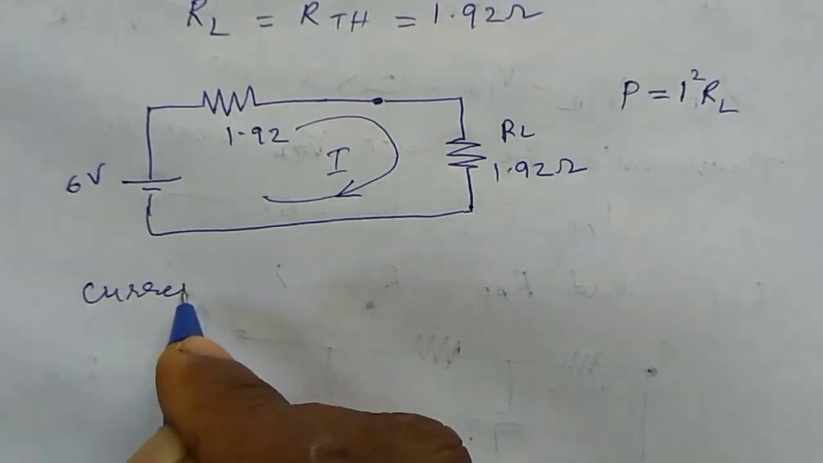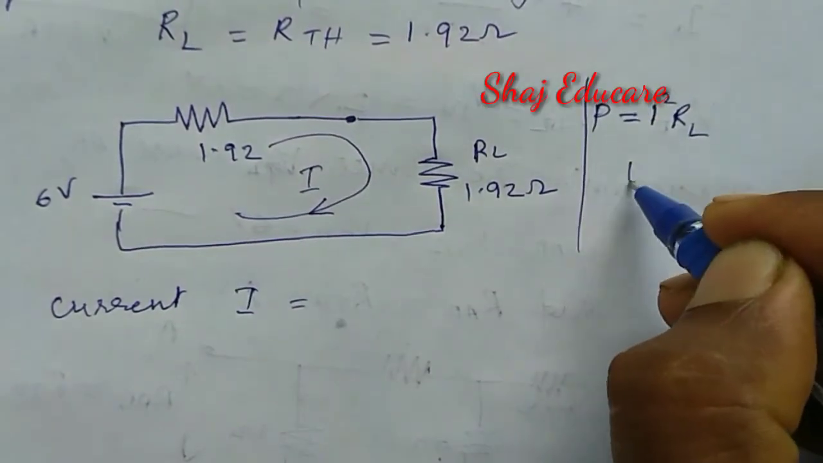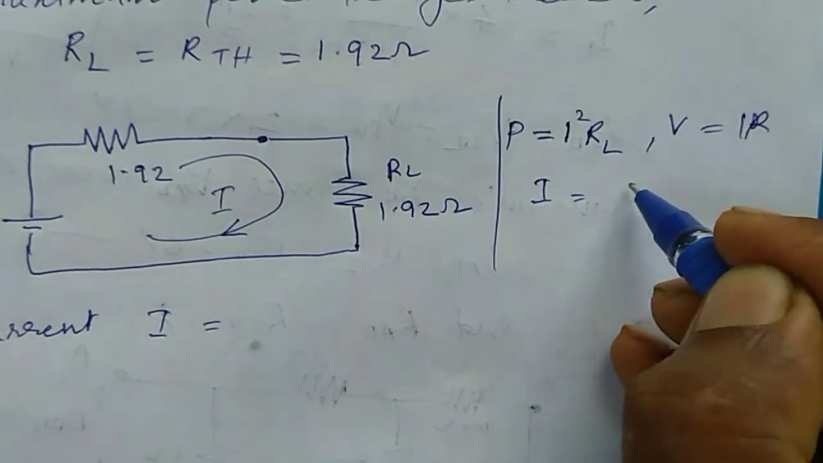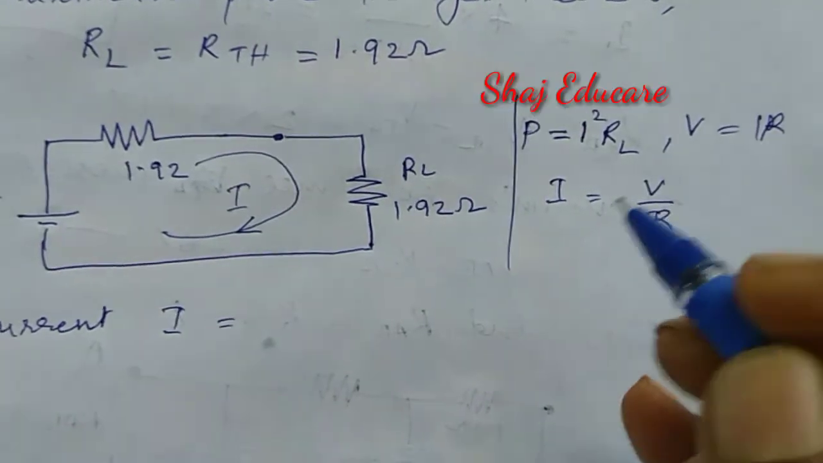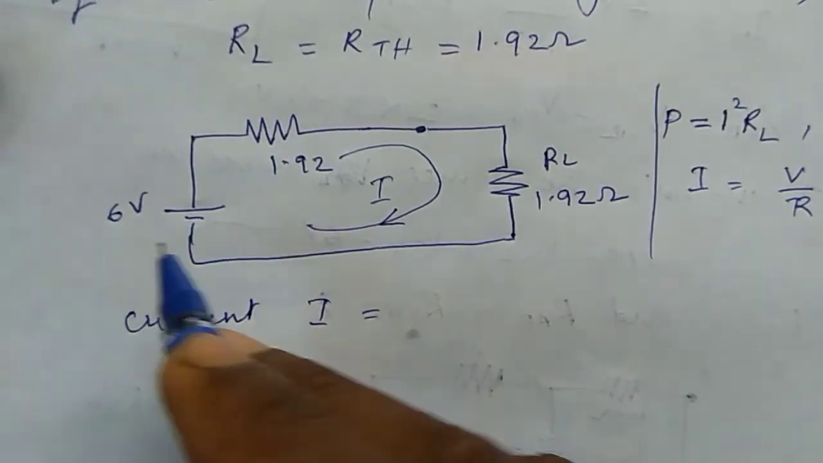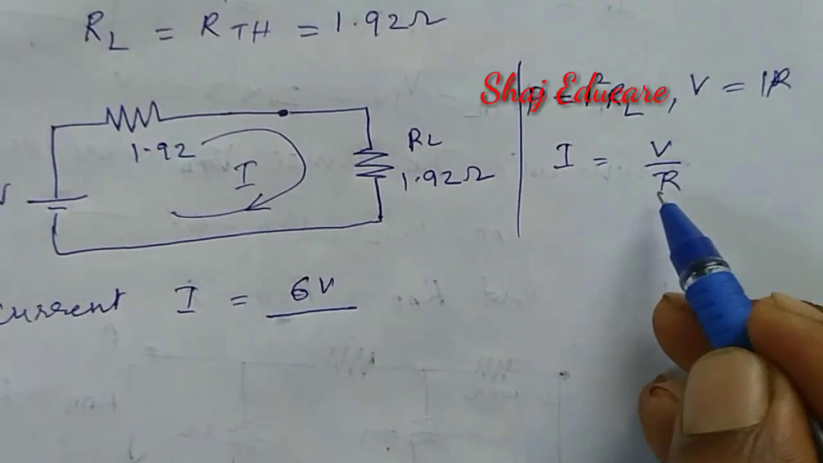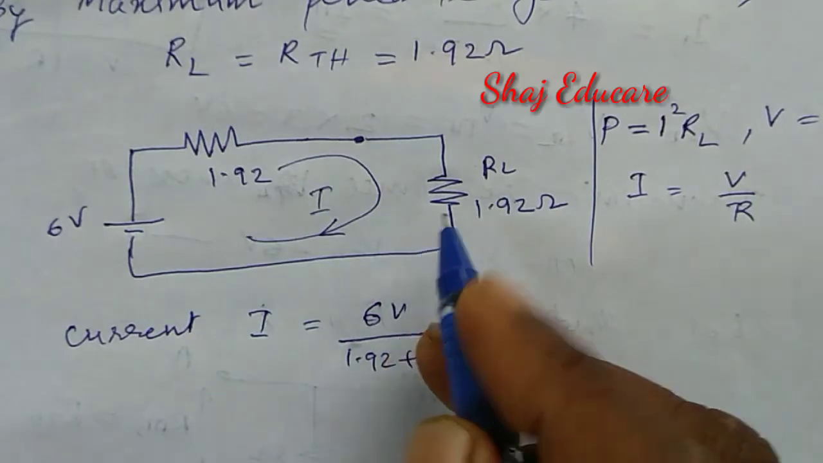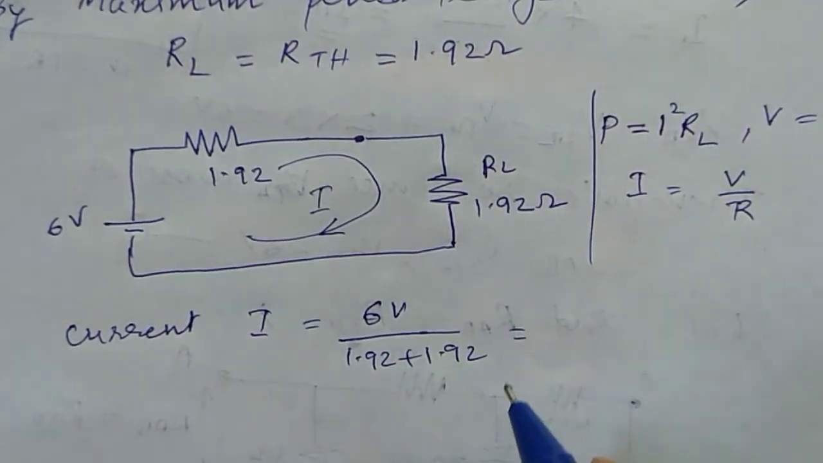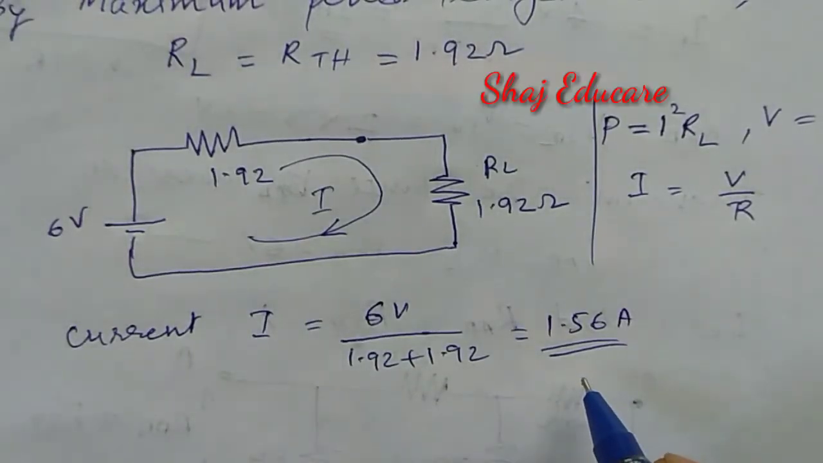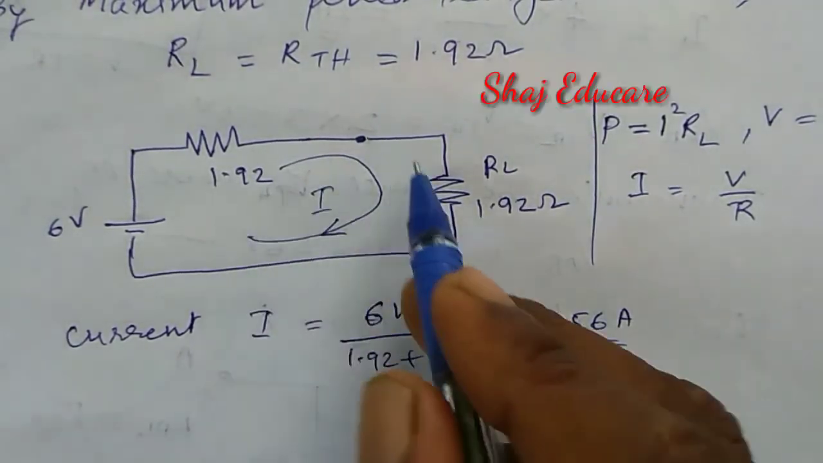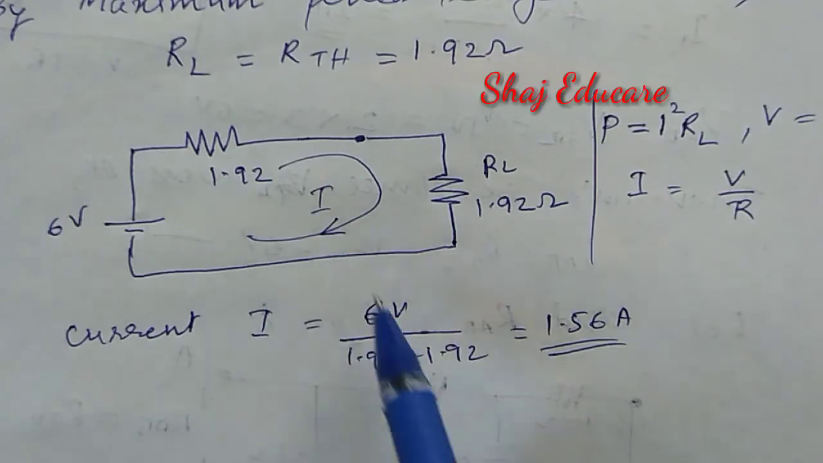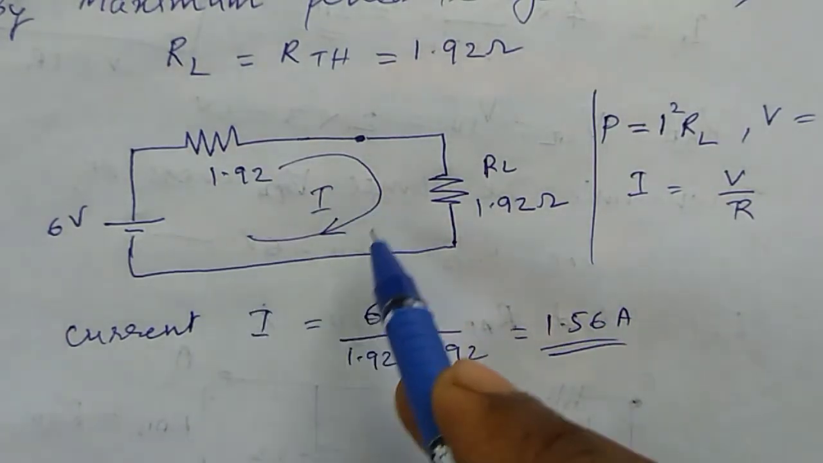Current I is simply, by Ohm's law, V is equal to IR, so I is equal to potential difference divided by R. The potential difference is 6 volt, and the total resistance is 1.92 plus 1.92. So the current flowing through the circuit is equal to 1.56.